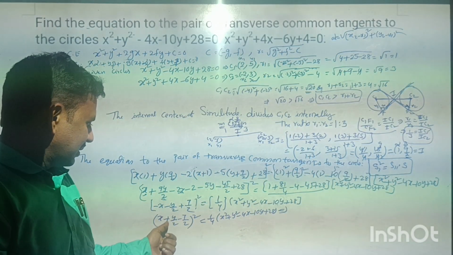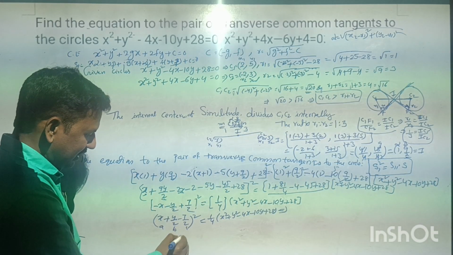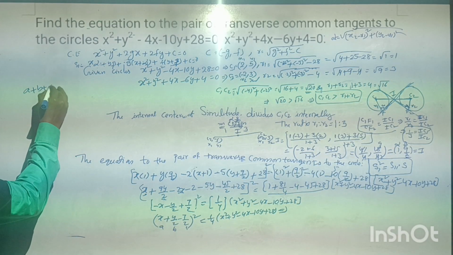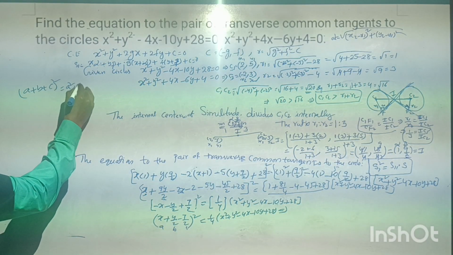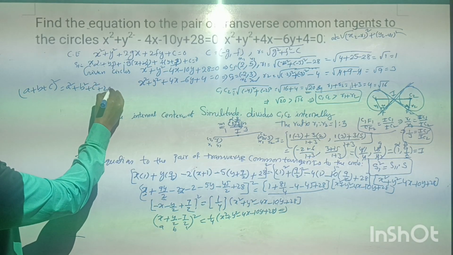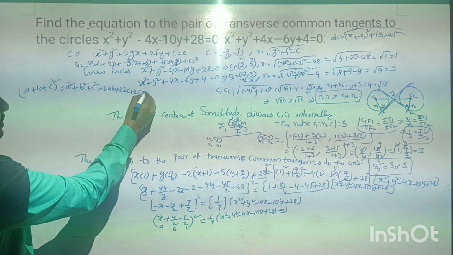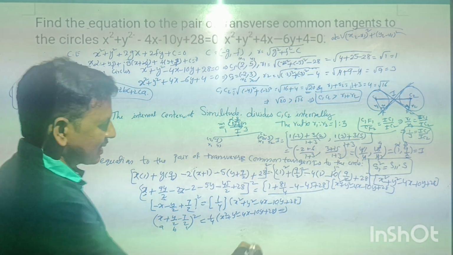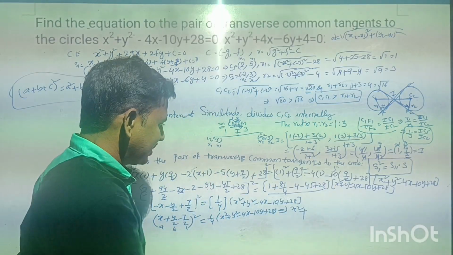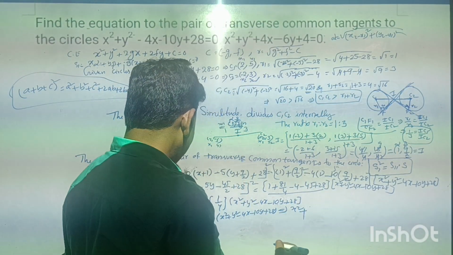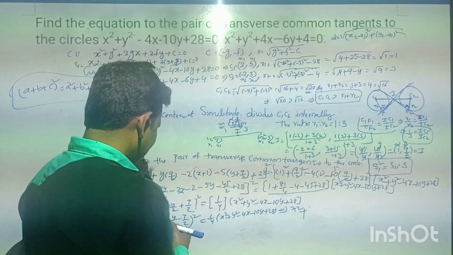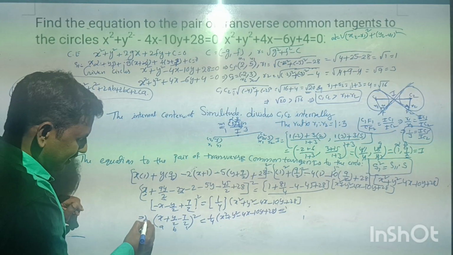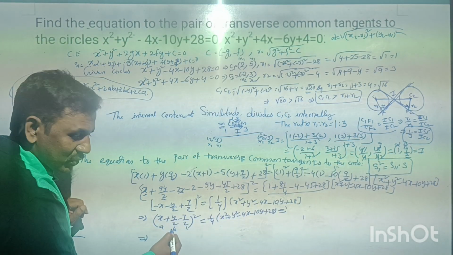Now here treat them as a, b, c. a plus b plus c. We know that a plus b plus c whole square formula: a square plus b square plus c square plus 2ab plus 2bc plus 2ca. Already known, so formula. Therefore a square means x square, plus b square means y by 2 whole square. Now first we take the LCM. Next apply the formula. So now we have to apply the formula. So here the LCM is 2.